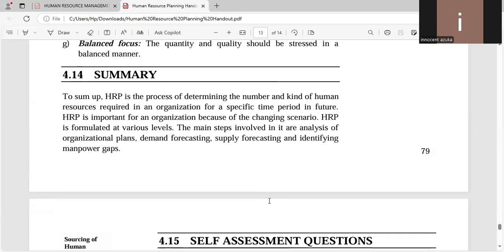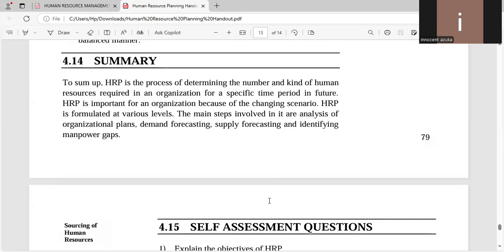So the main steps involved are analysis of human resource planning, demand forecasting, supply forecasting, and identifying manpower gaps.